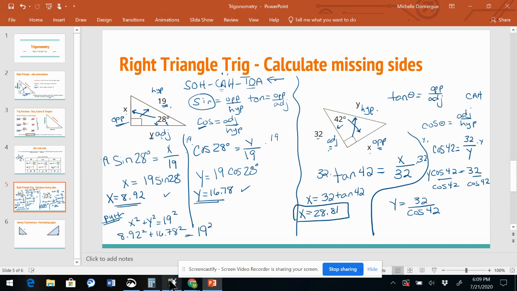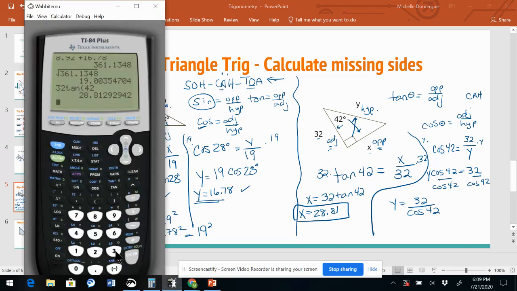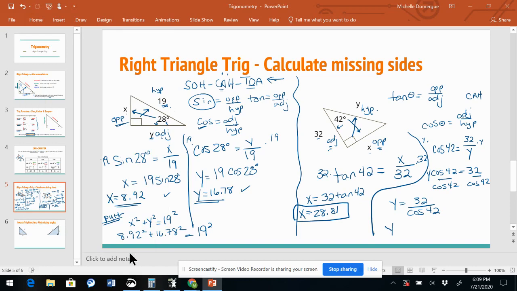So again, I'm going to plug that into my graphing calculator. I have 32 divided by, I go up to my trig functions, cosine of my angle 42, and enter, and I get 43.06. Y equals 43.06. So those are the two sides of my triangle solved using trig functions.